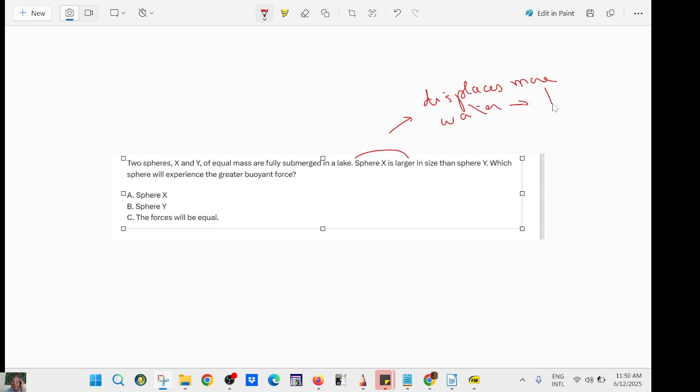So that means the buoyant force will be larger. Okay, so the answer is A.